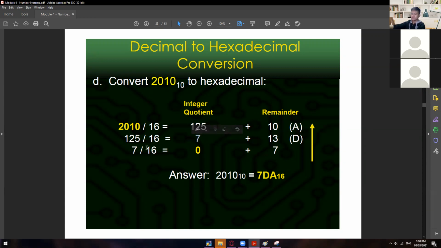And then 7 divided by 16 cannot be, so just put here 0, and whatever is the value of your numerator, just put it right here. And then 13 also has an equivalent value in hexadecimal, which is letter D, so you also have to convert that into a certain letter. From here, you have to read this one from bottom to top, which will give you 7DA base 16.